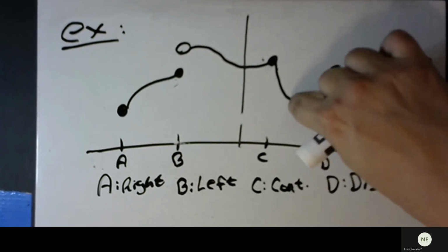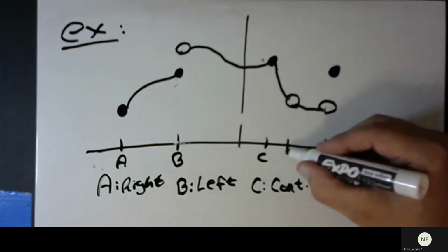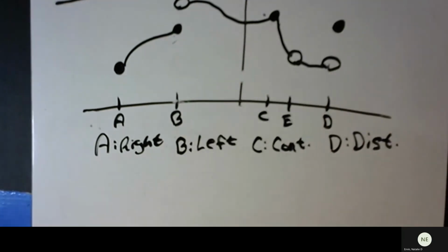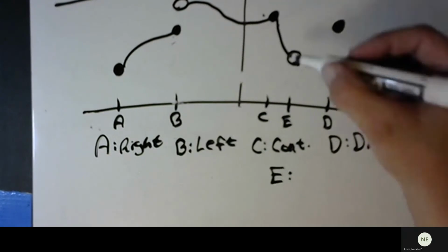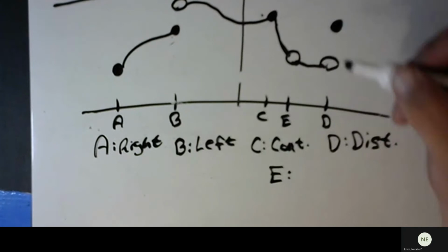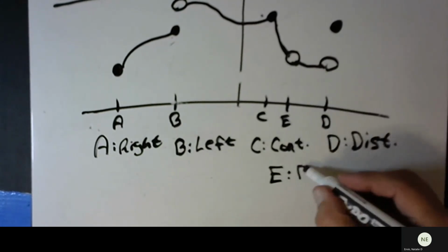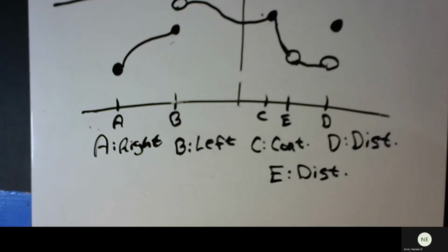I'm going to put in another one. Let's say we have this, E. Well, the problem with E is that the left side and the right side limits are equal, and they do exist, but f of E doesn't exist. So once again, we have a discontinuity. So any questions about that?